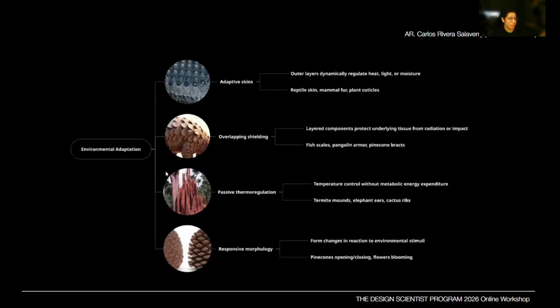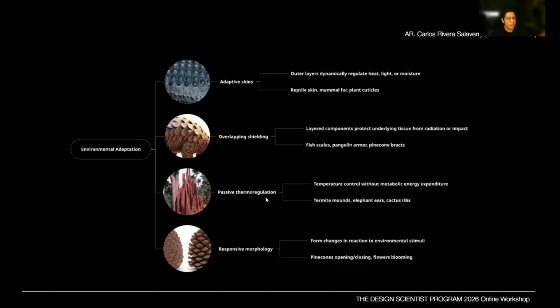Then we have environmental adaptation, which is something that we're also going to be seeing in this workshop. The adaptive skins, how skins adapt to climatic data, like outer layers dynamically regulate heat, light, or moisture, which we can see in reptile skins. Overlapping shields, that we can see in fish scales, pangolin armor, and pinecone bracts. Layered components protect underlying tissue from radiation or impact.